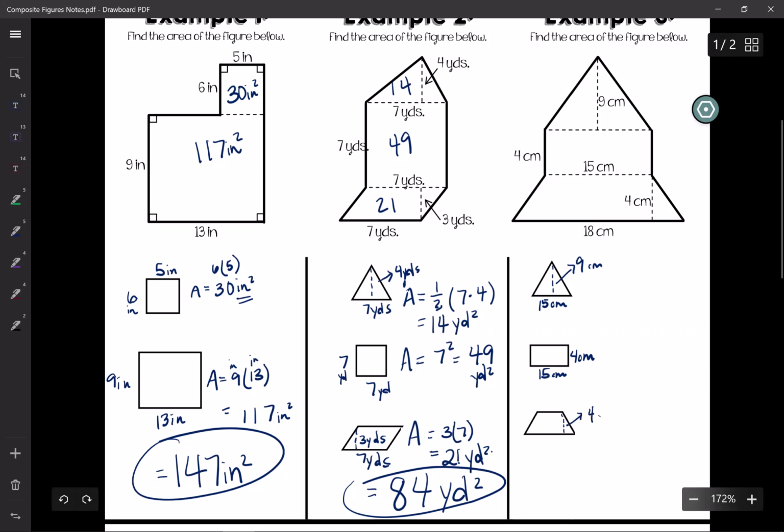So the height here is 4 centimeters. One of the bases here is 18 centimeters and the other is 15 centimeters. To get the area, remember for triangles, it's half base times height, so it's half 15 times 9. And I'm going to plug that in real quick. 15 times 9 is 135. Half of that is 67.5.